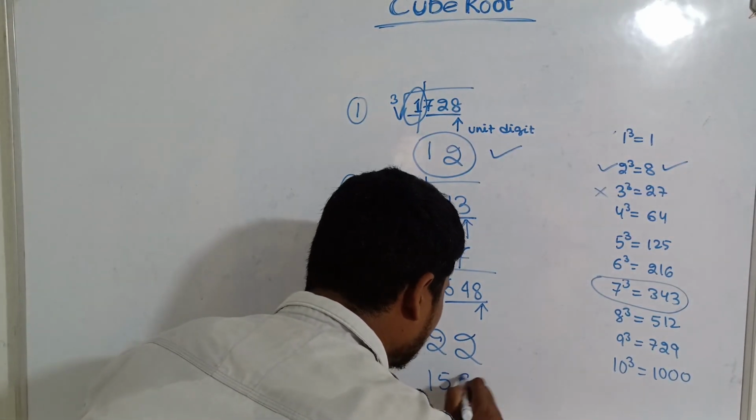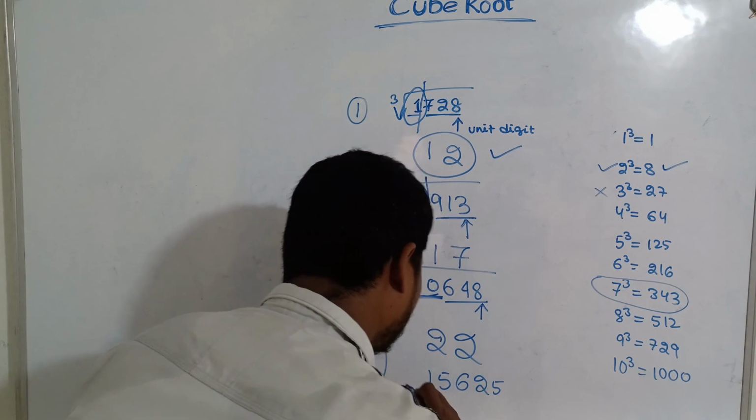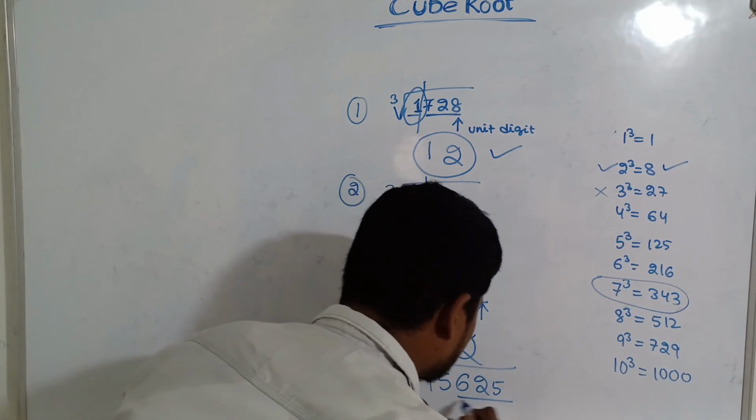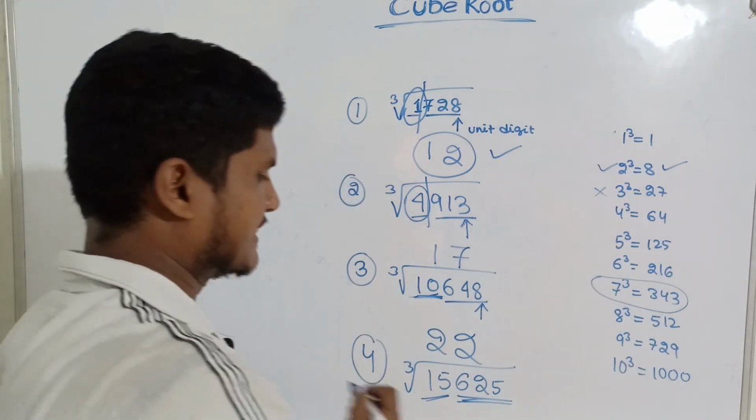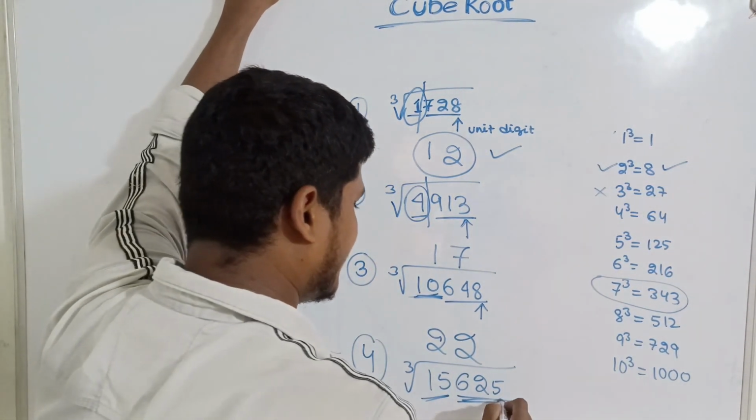Suppose I want another example: the cube root of 15625. Same question. Here also 3 digits on one side and the remaining 2 digits on the other side. Here also the unit digit is 5.